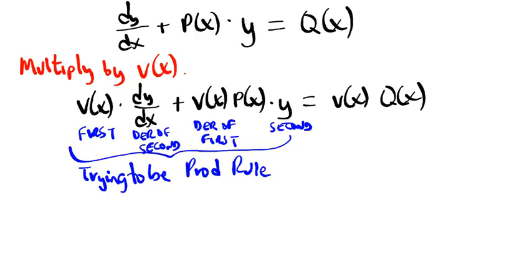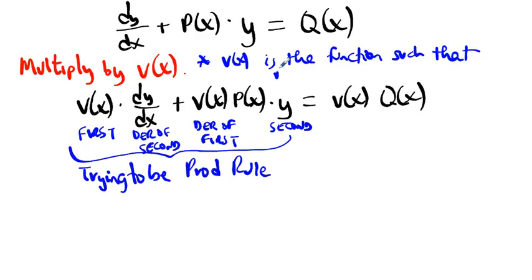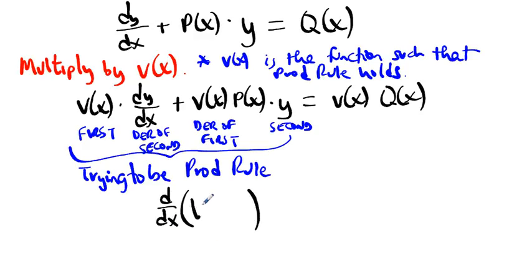And so here's what we're going to say. Here's the asterisk: v of x is the function such that the product rule holds. And we will figure out what that function is soon. But suffice it to say, if this is the product rule, then the left-hand side is the derivative with respect to x of first times second. And the right-hand side is some function v times some other function q.